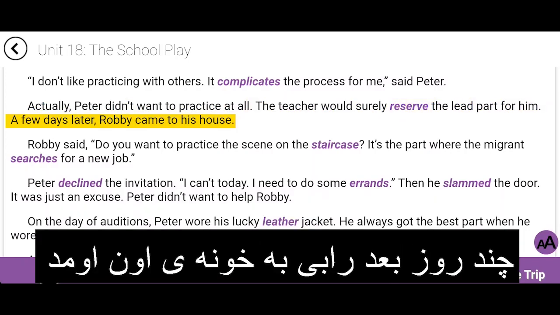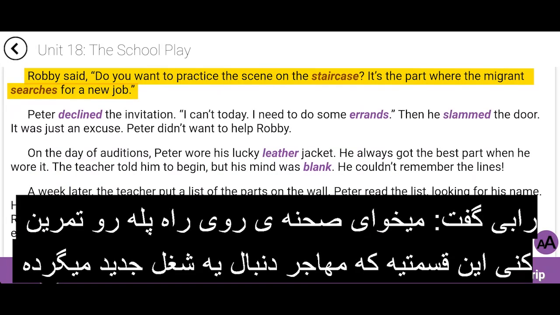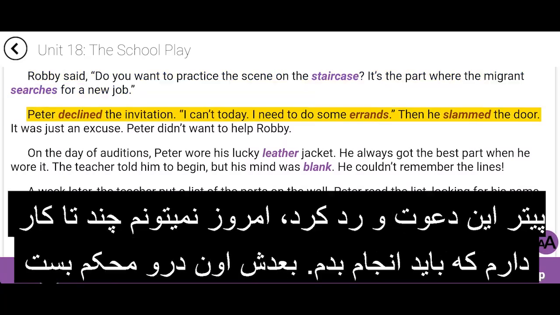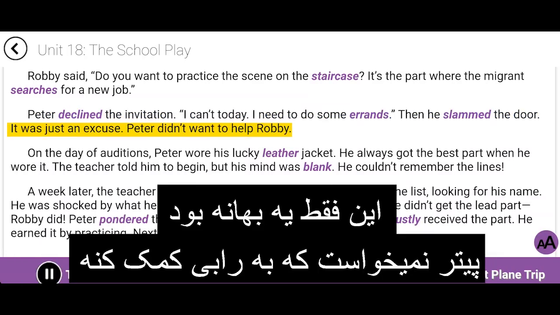A few days later, Robbie came to his house. Robbie said, "Do you want to practice the scene on the staircase? It's the part where the migrant searches for a new job." Peter declined the invitation. "I can't today. I need to do some errands." Then he slammed the door. It was just an excuse. Peter didn't want to help Robbie.